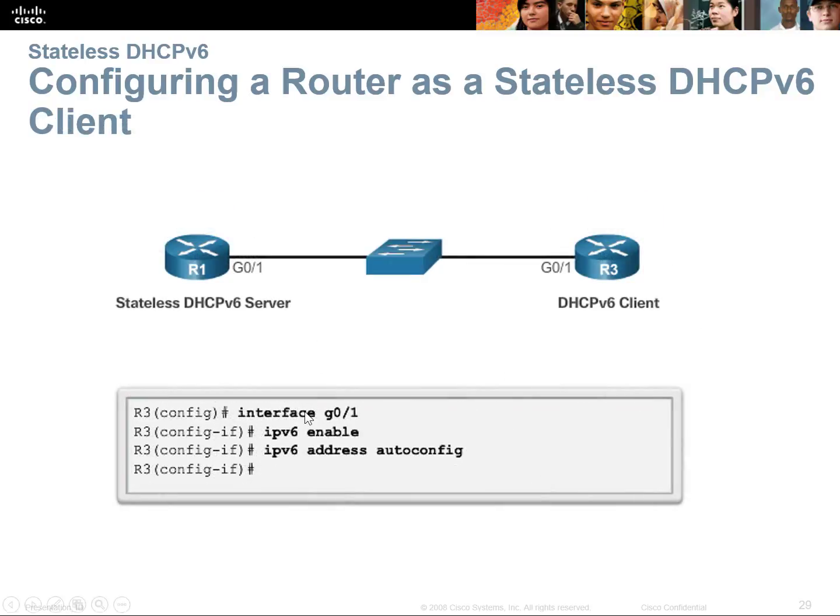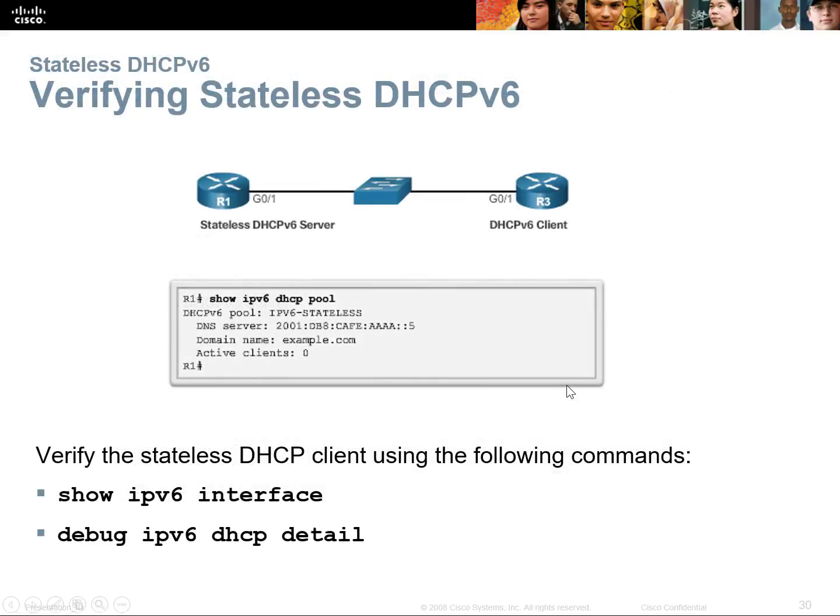And here, it's kind of like what you did with IPv4. You do the interface gigabit 0/1 or whatever port, IPv6 enabled. In this case, you're going to do autoconfig and not DHCP like you did with the v4 edition. And then, just like any other command, you do show IPv6 interface, and you can also do the debug like you did with v4, debug IPv6 DHCP details. And remember to shut down the debug command, just put no in front of it.